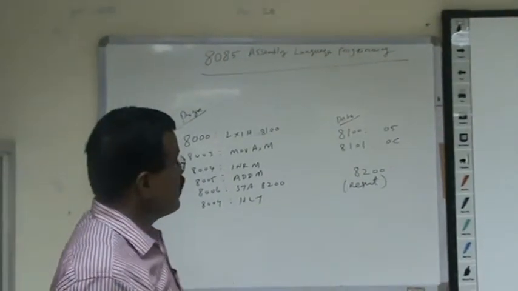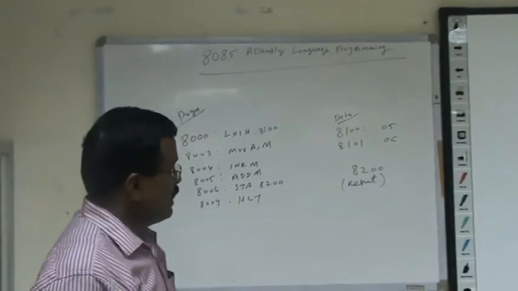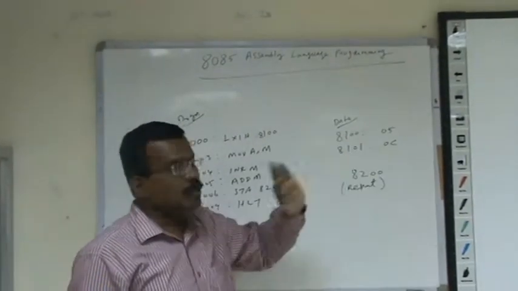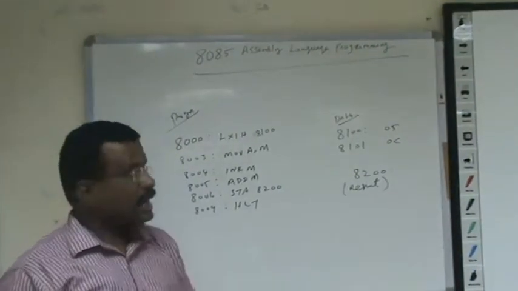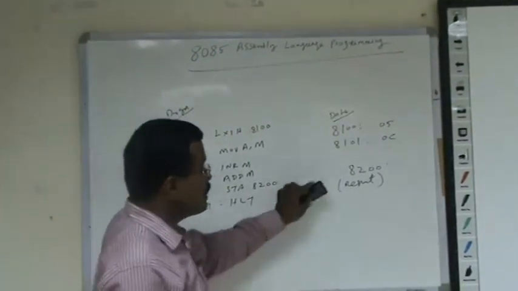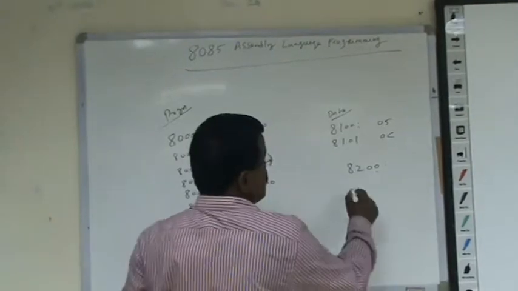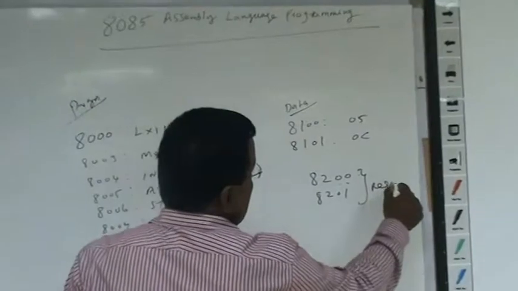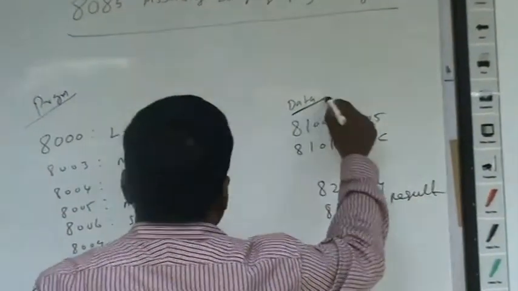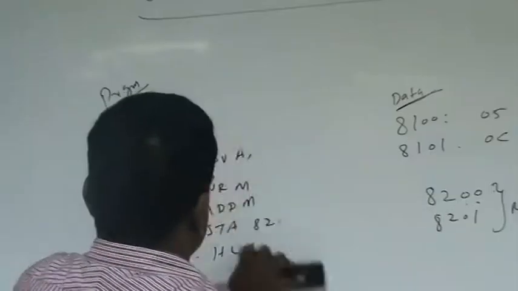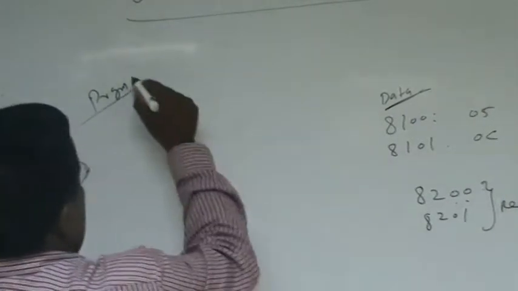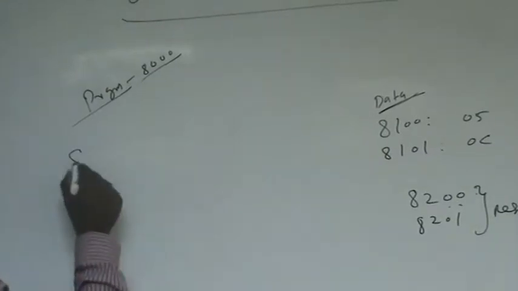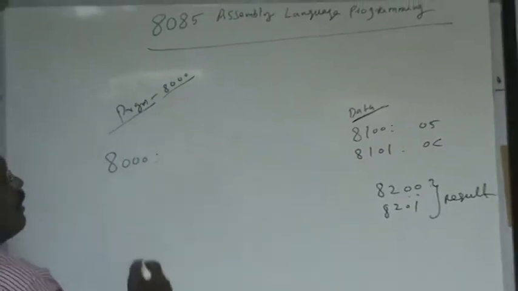So in that case, how will you write the program? Now the question is, there are two numbers which are stored in the memory location of 8100 and 8101. Write a program to add the two numbers and store the result in the memory location of 8200 and 8201. So this is the result area, this is the data area, and 8000 is the program area. Okay. So program starts with 8000. Now in this case, how can you write a program at the memory location of 8000?